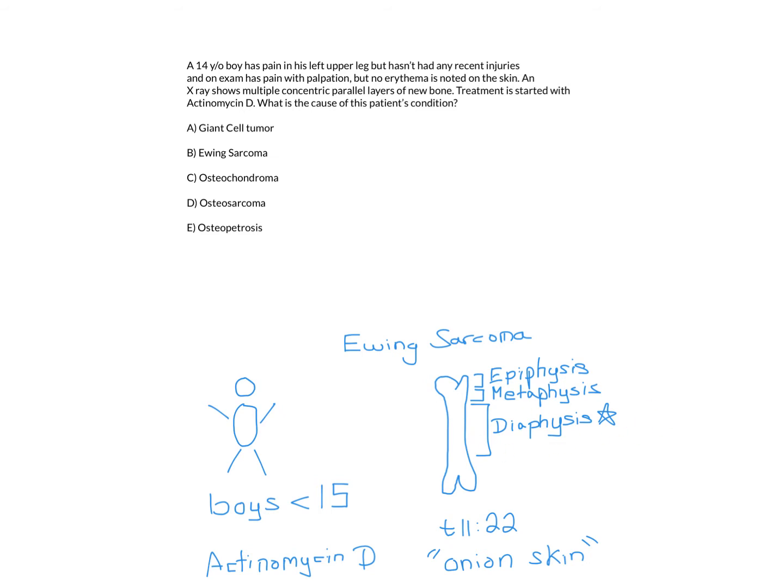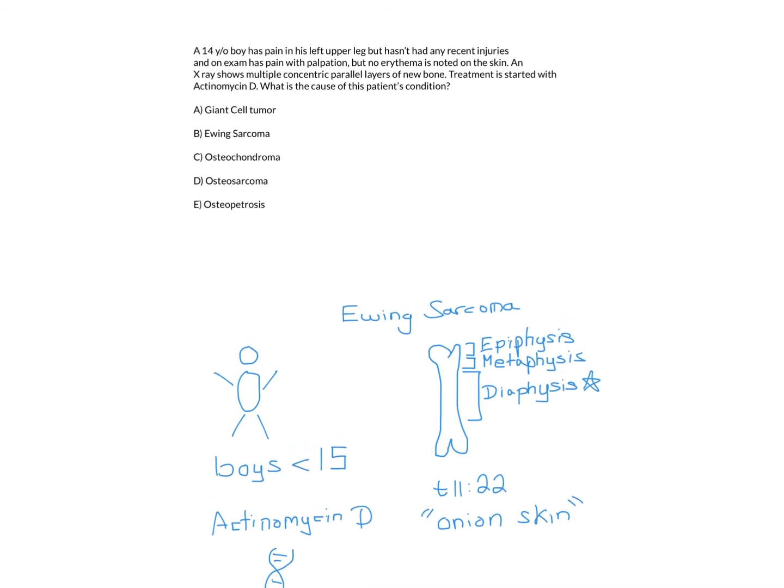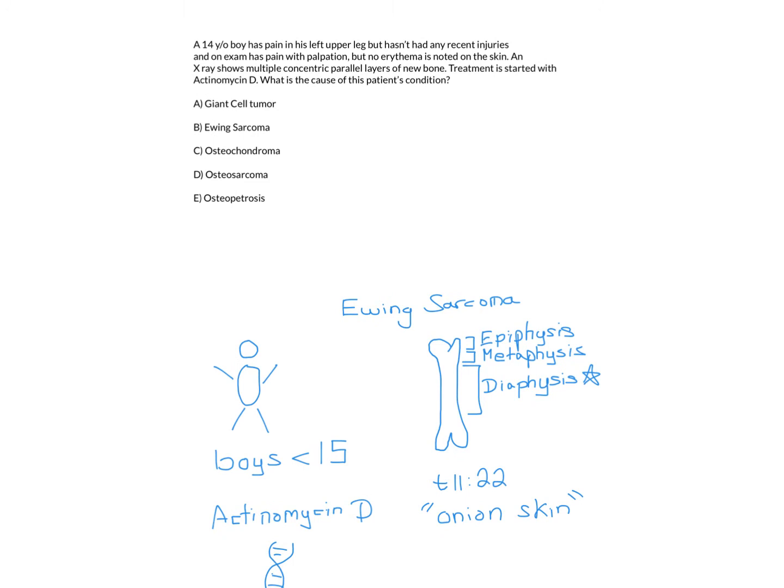And another thing associated with Ewing sarcoma is the t(11;22) translocation. So they could throw that in to try to clue you in that this is indeed Ewing sarcoma. And the biggest thing that clues you in is onion skin. So typically when you hear about Ewing sarcoma, you'll hear this buzzword about onion skin, but it's pretty rare for Step 1 to actually talk about onion skinning. They'll usually try to describe it instead because they know that you know all the buzzwords. So they'll describe it as multiple concentric parallel layers of new bone.